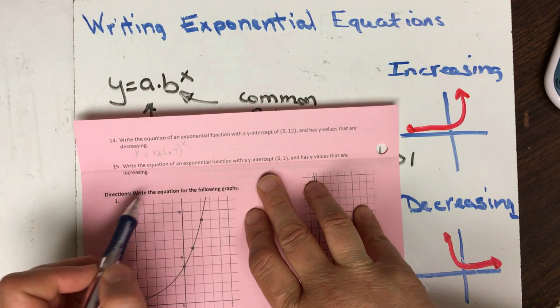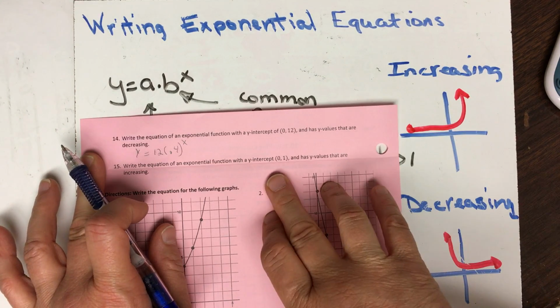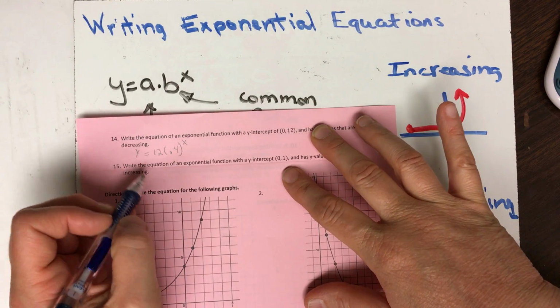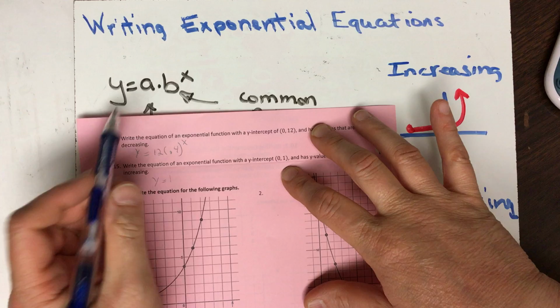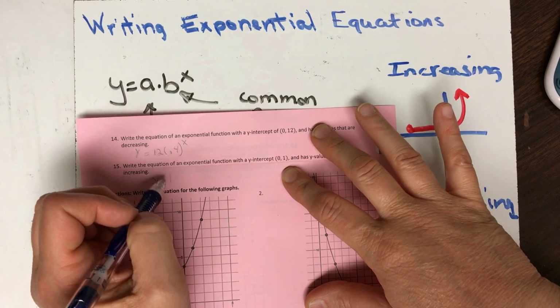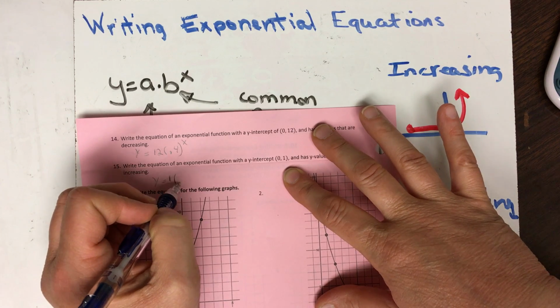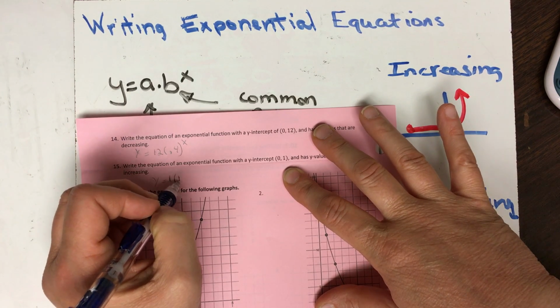All right. This one has an equation of a function with the y-intercept 0, 1 and the values are increasing. So we're going to get larger. So y equals 1, because remember that's our intercept. Increasing, that means it needs to be greater than 1. So I do 1.5.